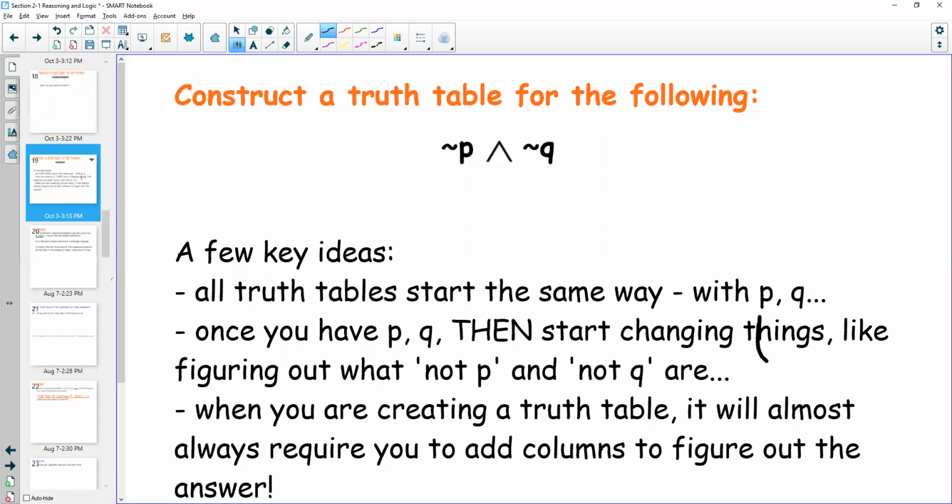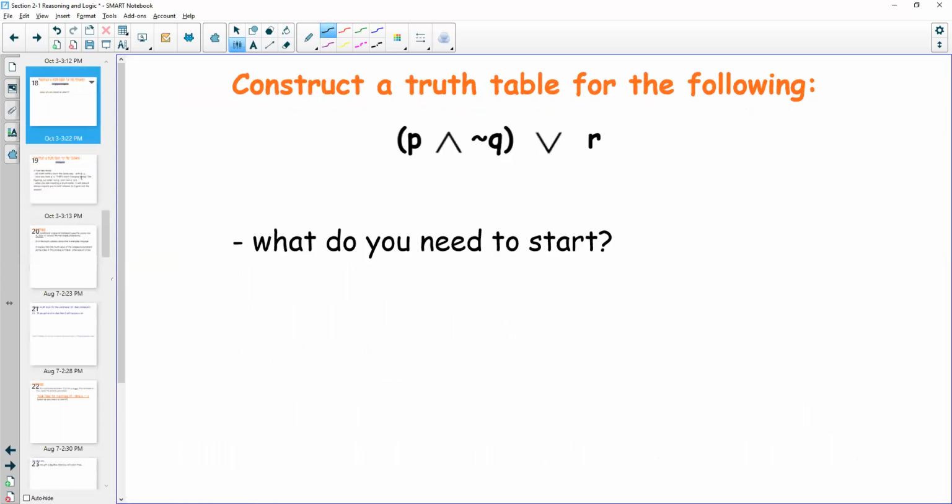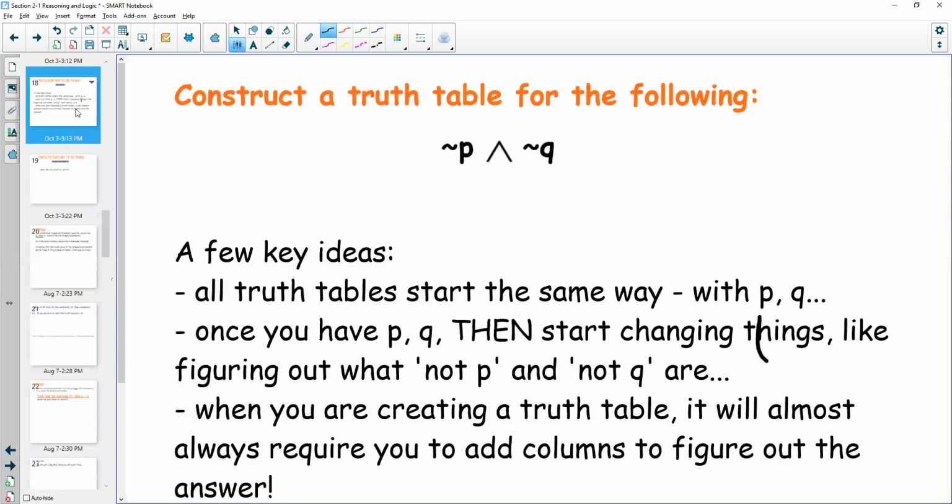Let's see, uh-oh, I just moved slides instead of, sorry, sometimes my slides switch spots on me.